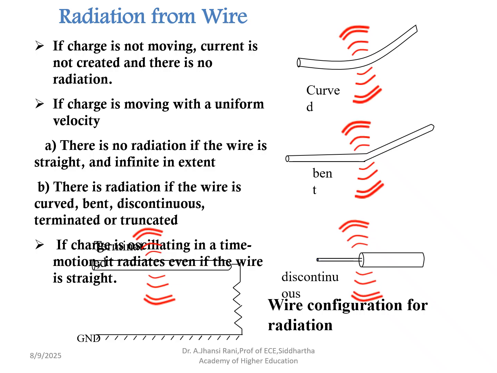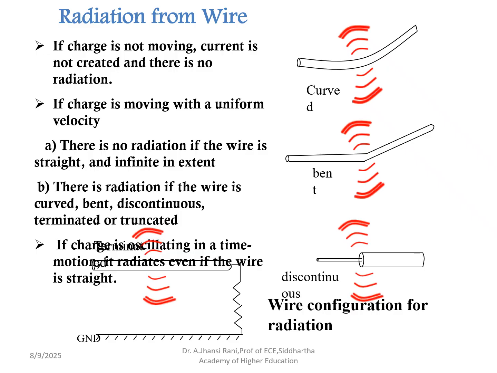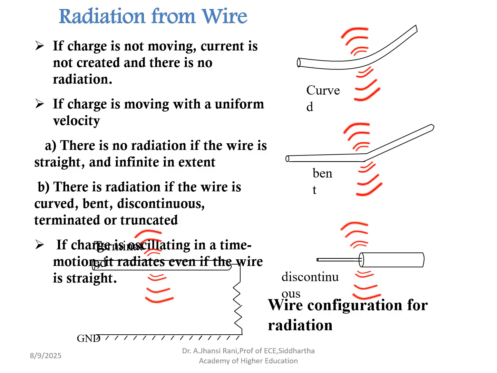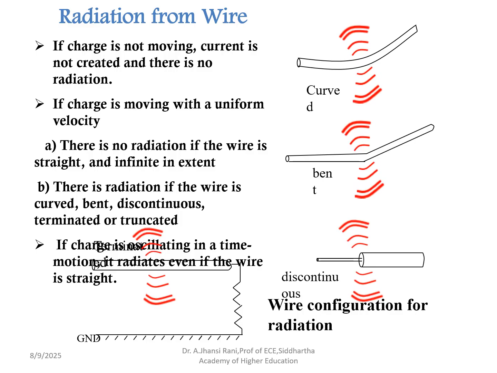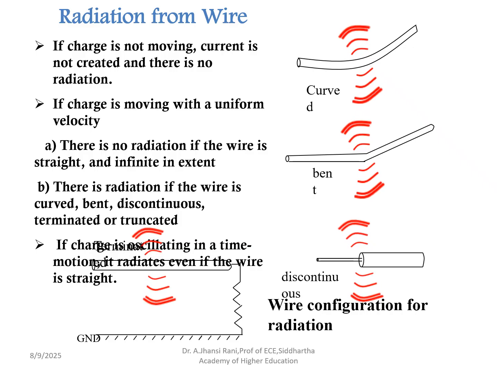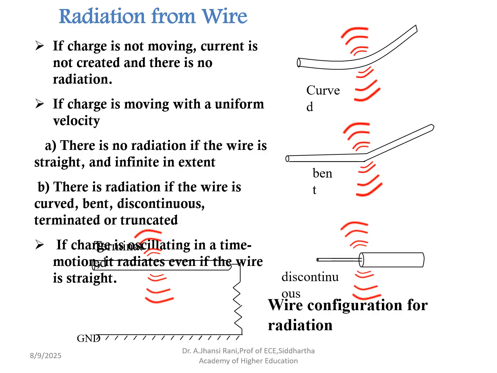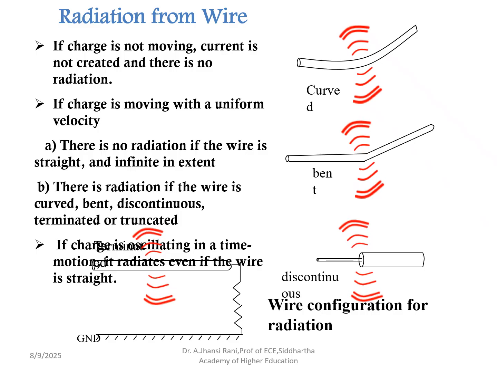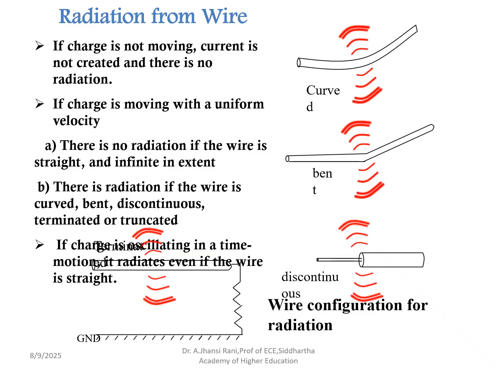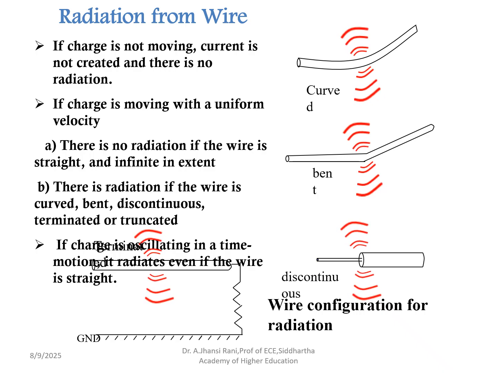When the wire is discontinuous, you have the radiation from here. Or when the straight wire is truncated, then you have the radiation. If charge is moving with uniform velocity, there is no radiation. If the wire is straight and infinite in extent, there is no radiation. If the wire is curved, bent, discontinuous, terminated or truncated, you have the radiation. If the wire is straight, there is no radiation.